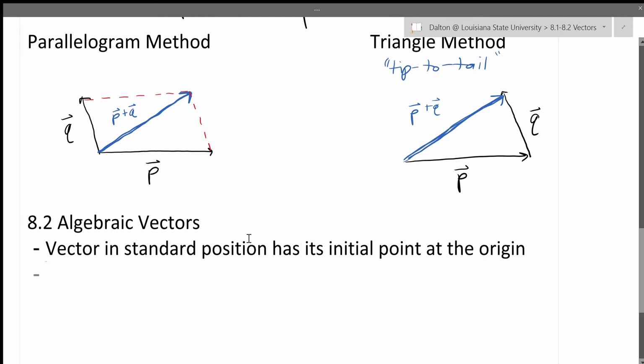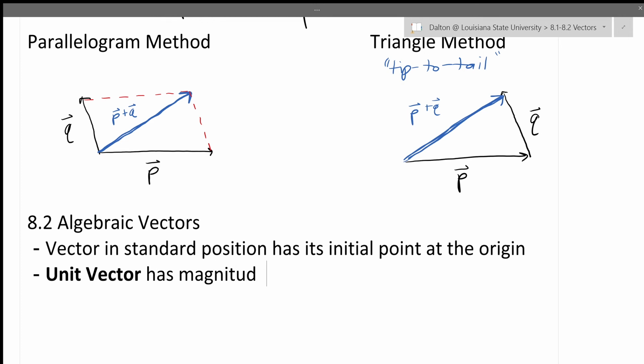Okay, another word to define is a unit vector. The unit vector might be exactly what it sounds like. Just as the unit circle has a radius of 1, a unit vector has a magnitude of 1. And we have 2 unit vectors. Technically, there's an infinite amount of unit vectors because you can have any vector with a magnitude of 1. But there are going to be 2 specific kinds that we talk about.